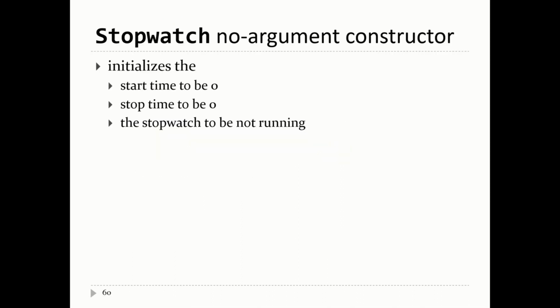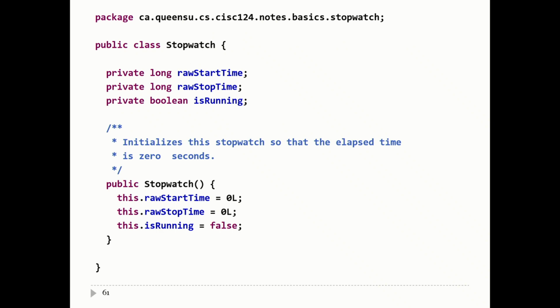Okay, what about the stopwatch? For the stopwatch no argument constructor, we have to set the start time, the stop time, and whether or not the stopwatch is running. So we're going to set the start time to 0, the stop time to 0, and the watch will not be running. So that's easy.